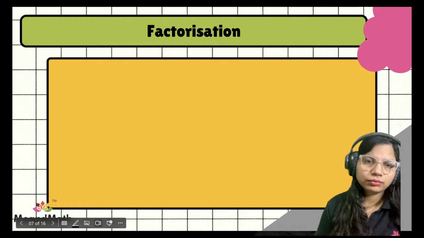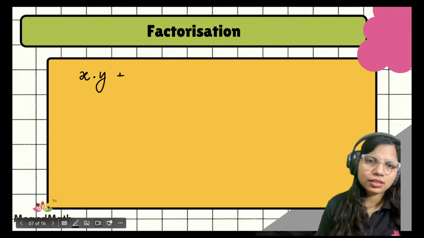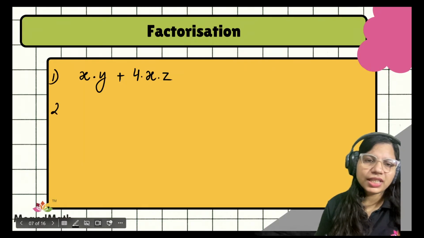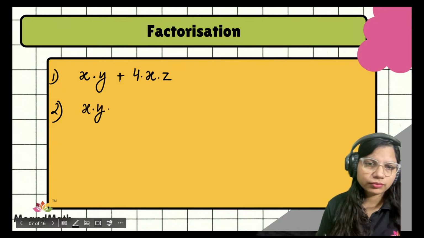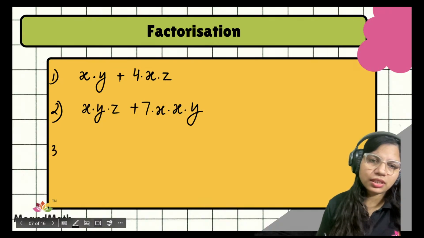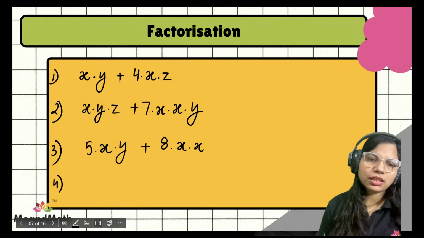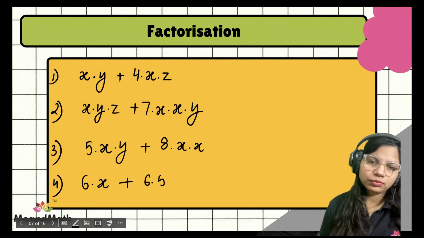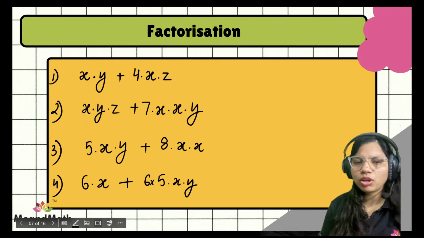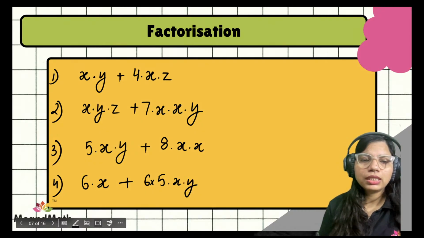So if I say x times y plus 4 times x times z, this is the first question you have to try. The second question is, the third question is, and the last question is. We can also add a cross or a product symbol between the numbers. Okay, so let's try this now.